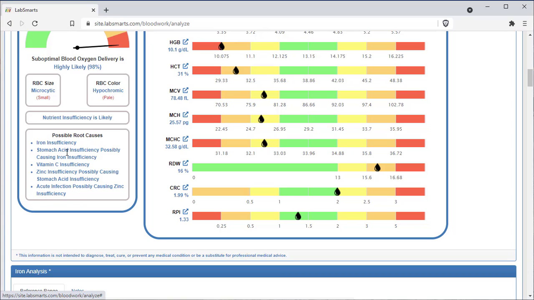This pattern works its way up. If you have an acute infection, that could be causing a zinc insufficiency, and the zinc insufficiency could be causing the stomach acid insufficiency, and the stomach acid insufficiency could be causing the iron insufficiency. So all of these automated patterns help you figure out the possible root cause of this iron insufficiency may be a zinc insufficiency caused by acute infection.